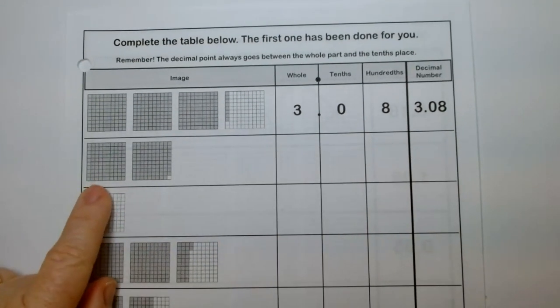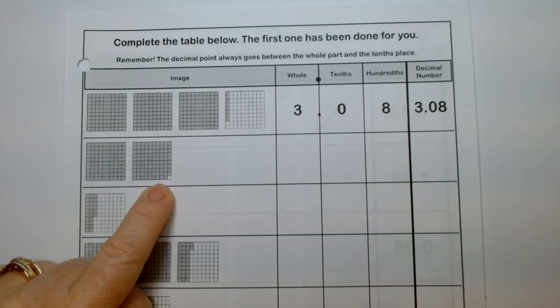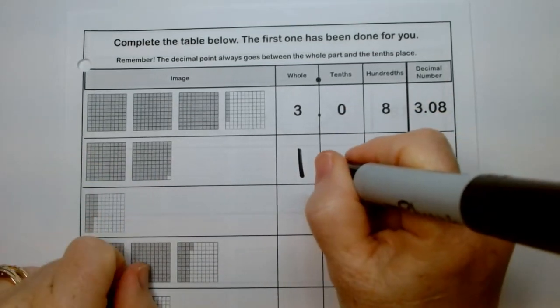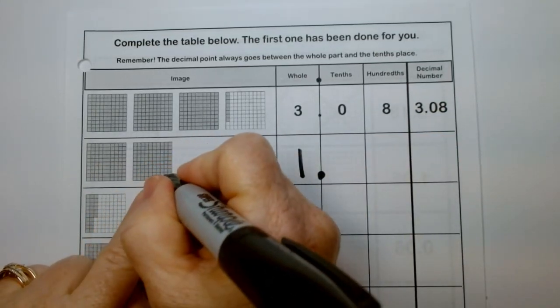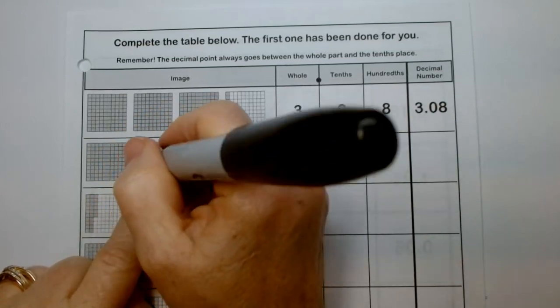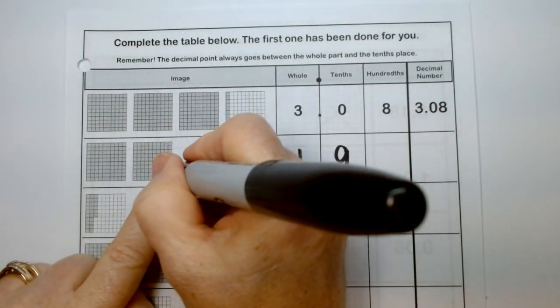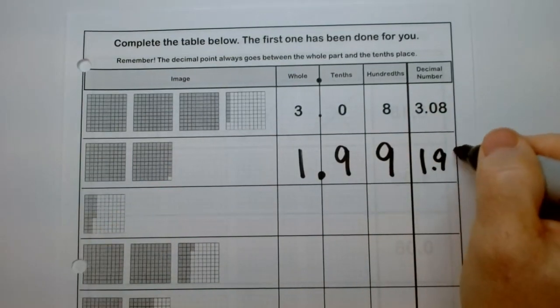How about this one? This one's completely done. This one is only missing 1. So what do we write? So the whole is 1, then we put a dot, and then what's this? So 9 of the vertical rows are done, and 9 out of 10 of the last one are done. So this one's 1.99.